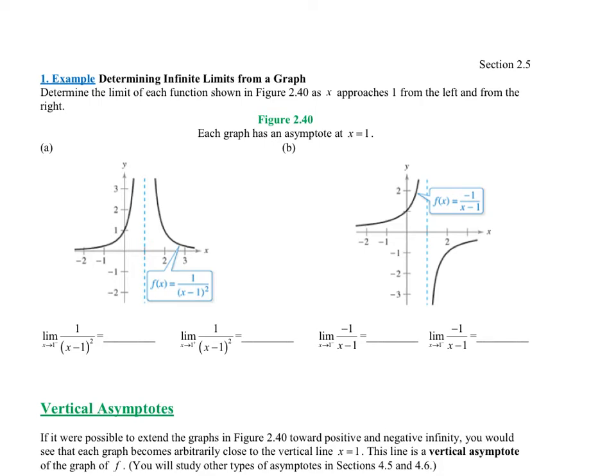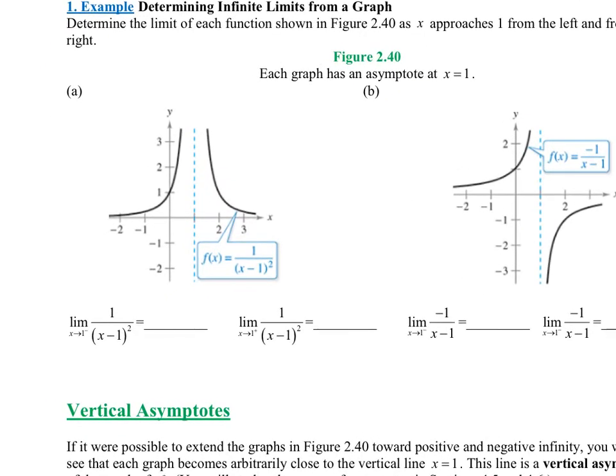So let's continue on. Going on here, it says determine the limit of each function shown in figure 2.40 as x approaches 1 from the left and from the right. So here's the graph of f of x equals 1 over (x minus 1) squared. Again, we could get this using Desmos, but it is provided for us, which is nice.